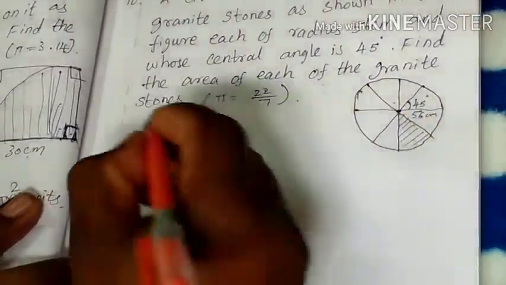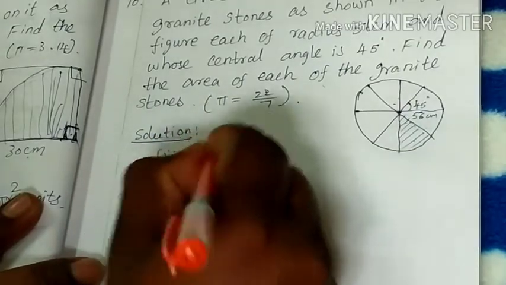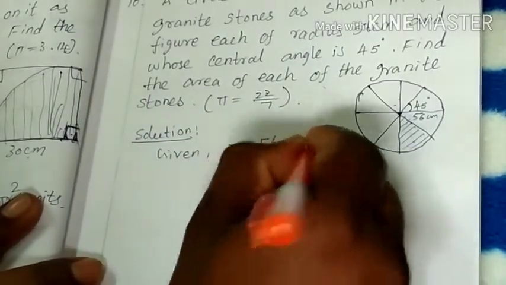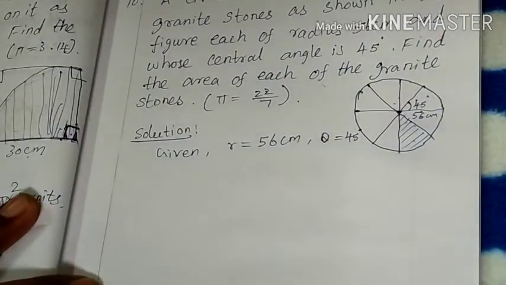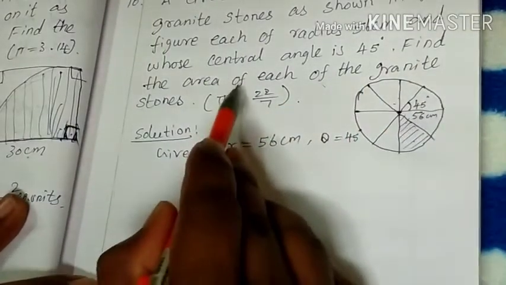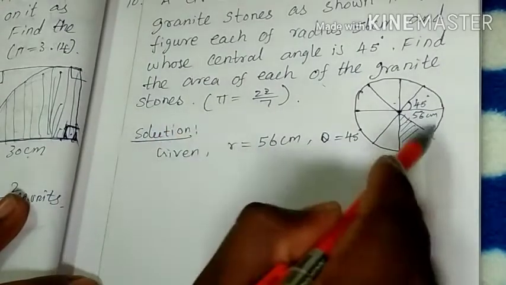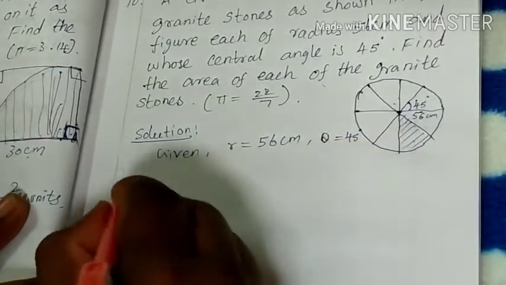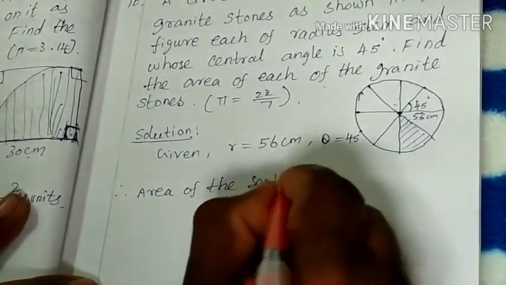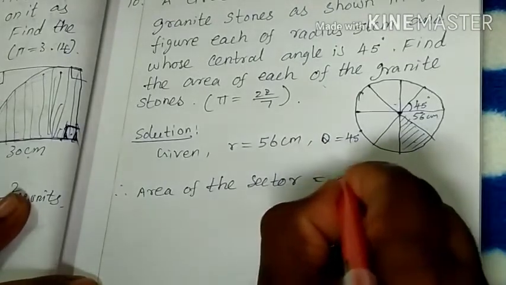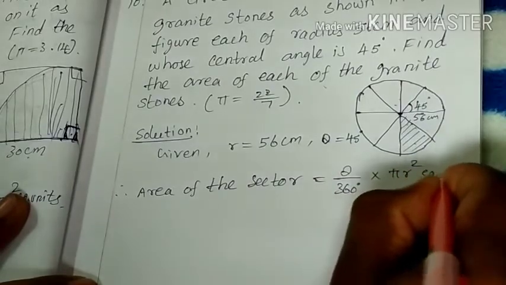The solution. Given radius r is equal to 56 centimeter and theta is equal to 45 degree. This is your given question. The question is to find the area of each of the granite stones. Each granite stone is in the shape of a sector. Therefore, the area of each sector is equal to theta divided by 360 degrees into pi r square units.